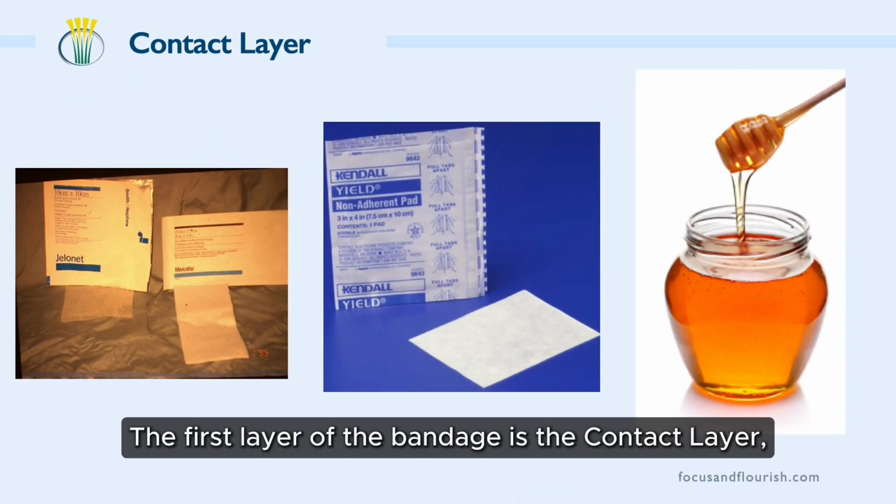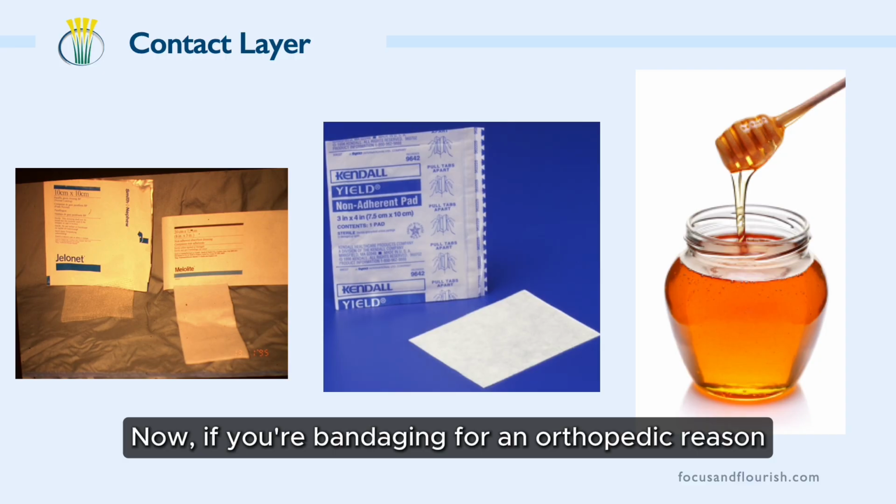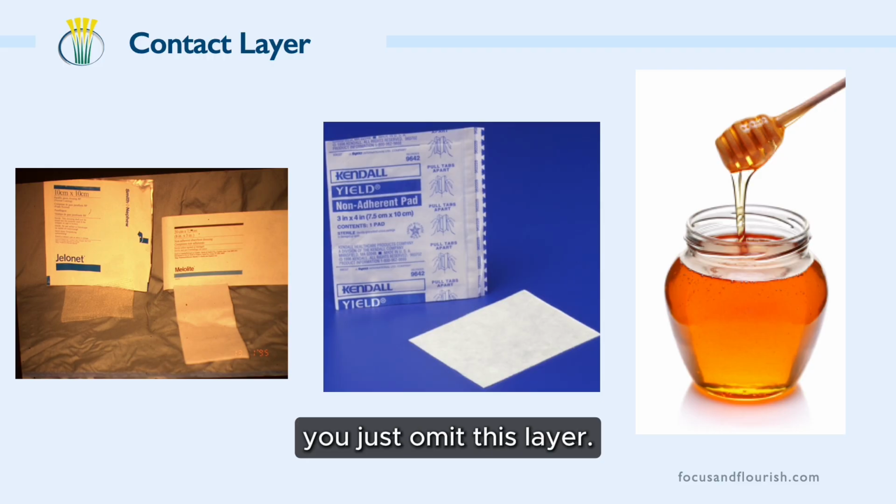The first layer of the bandage is the contact layer, and that is the layer that goes directly on the wound or incision. Now, if you're bandaging for an orthopedic reason and you have no wound or incision, then you don't have a contact layer. You just omit this layer.